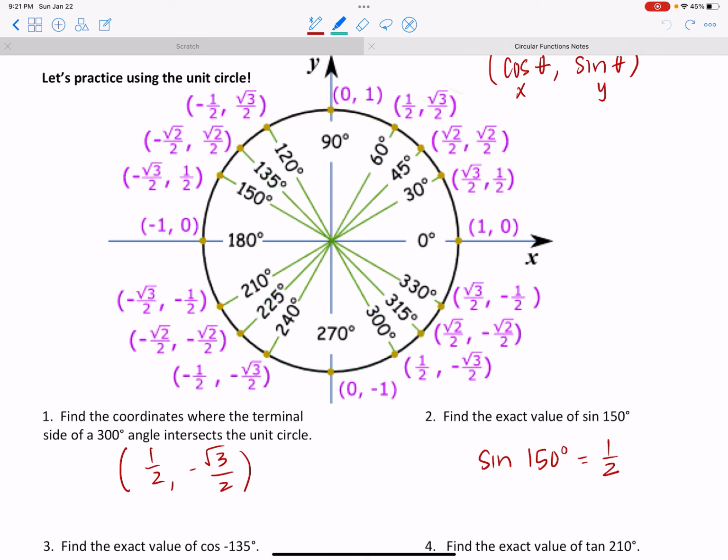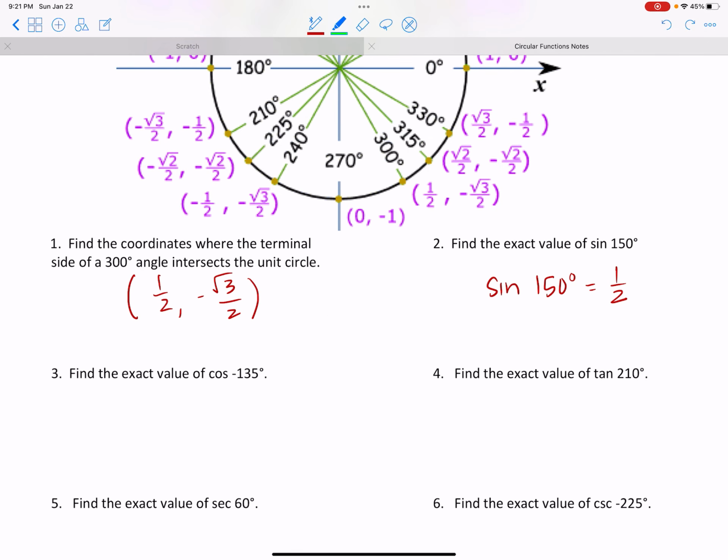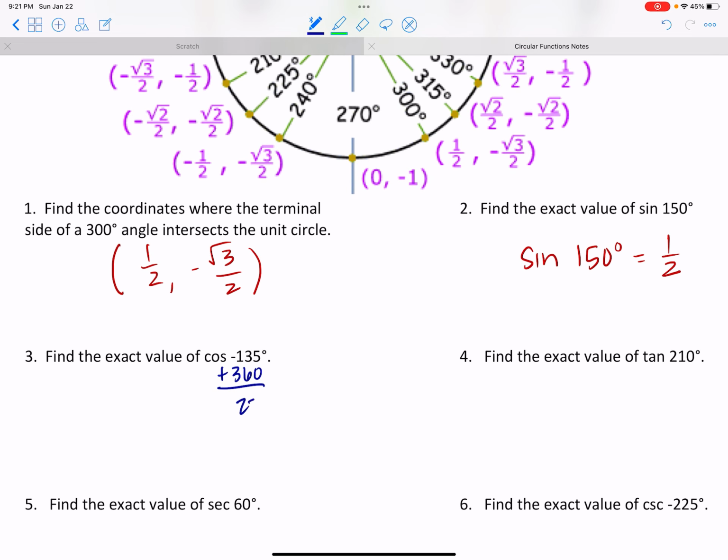So I'm looking at negative 135 being coterminal to positive 225. The other way to do that is just to take your angle and add 360. Remember, coterminal angles differ by 360. So I end up with 225 degrees. Okay, so really what I'm looking for is the cosine for 225 degrees.